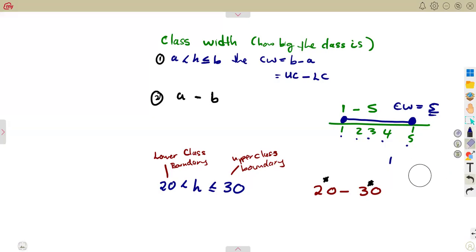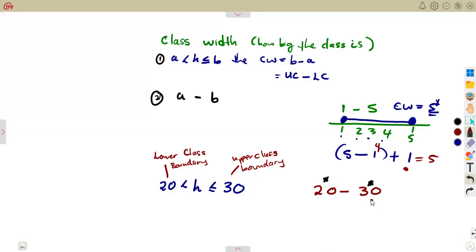So how do you find it now when it is like this? Because the moment you subtract 5 minus 1, you are going to get a 4. How do we get this 5? In this case, you subtract the upper class minus the lower class, and whatever you get, you must add a 1 when it is like this. So 5 minus 1 is 4. 4 plus 1 gives you a 5. That will be the class width. Because 1 is involved, you must add back that number that you left out when you subtracted.